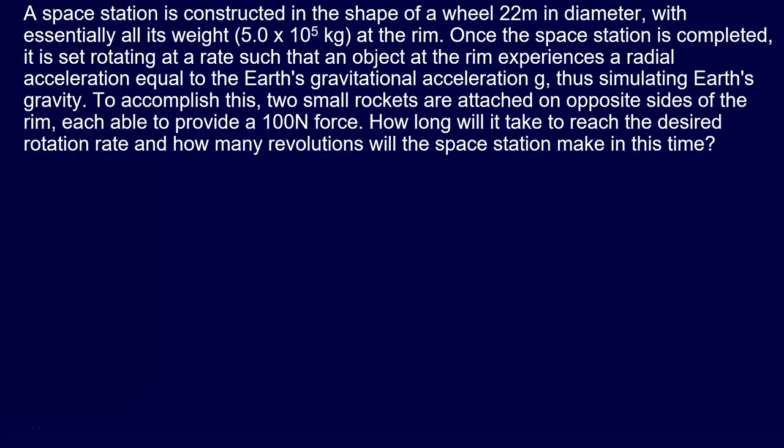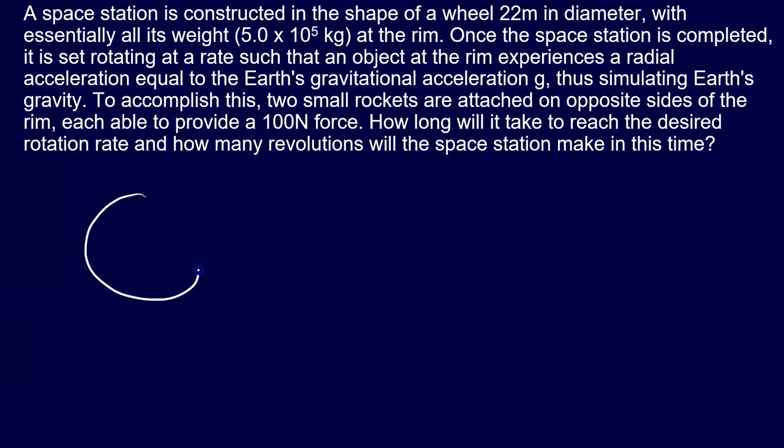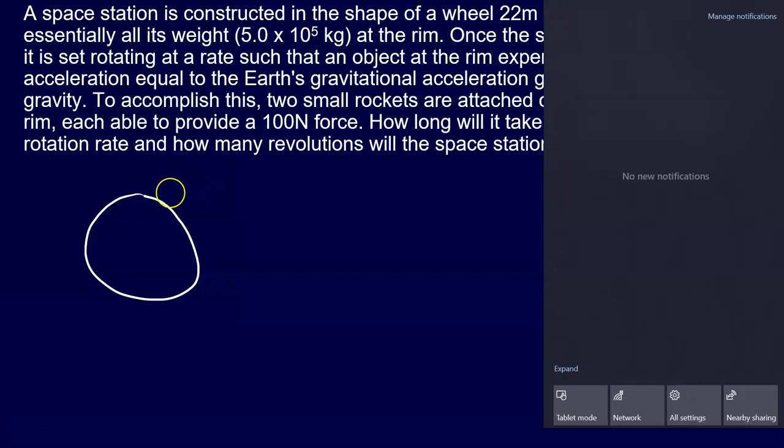All right, let's go over this question from the discussion sheet. A space station is constructed in the shape of a wheel. So let's go ahead and start drawing our picture here. So we have this space station constructed sort of in the shape of a wheel. That's really bad. Apologies, let me just try doing that one again.